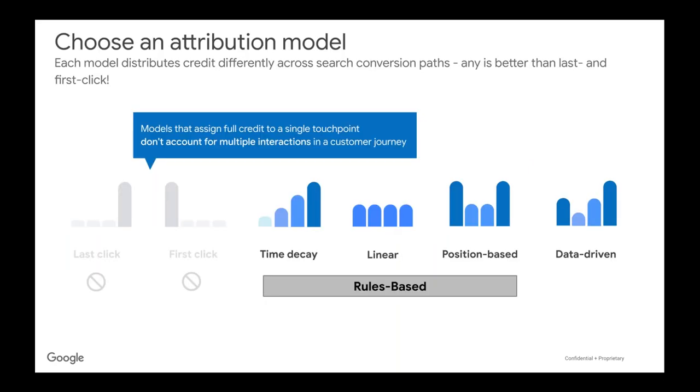This is a very wide topic, but just to give you a brief overview, whenever possible, we always recommend using the data-driven attribution model, but it's just available for advertisers with a lot of clicks and conversions. Therefore, for smaller advertisers, there are three options which help you to move beyond last click and first click, which are time decay, linear, and position based. We recommend you start testing time decay or position based to give you a better understanding.